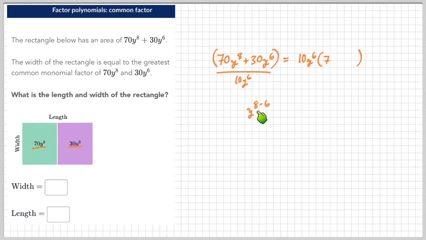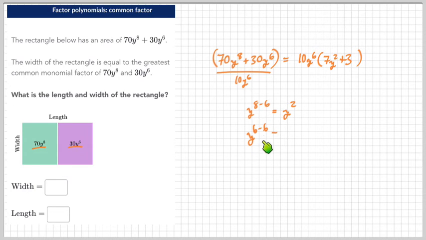No, not 3, silly. We have to go 8 minus 6. And what is 8 minus 6? 2. Y to the 2nd. Okay, then we go plus because it says plus right here. And then we have to go 30 divided by 10, which is 3. And then look, y to the 6th divided by y to the 6th. What is y to the 6th divided by y to the 6th? 1. Oh, no. That's why you don't have to write it. And that's your answer. So our width.